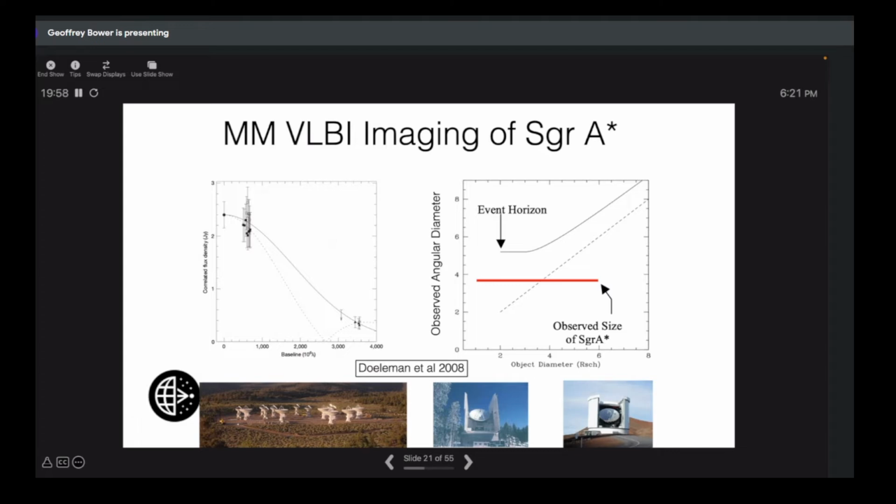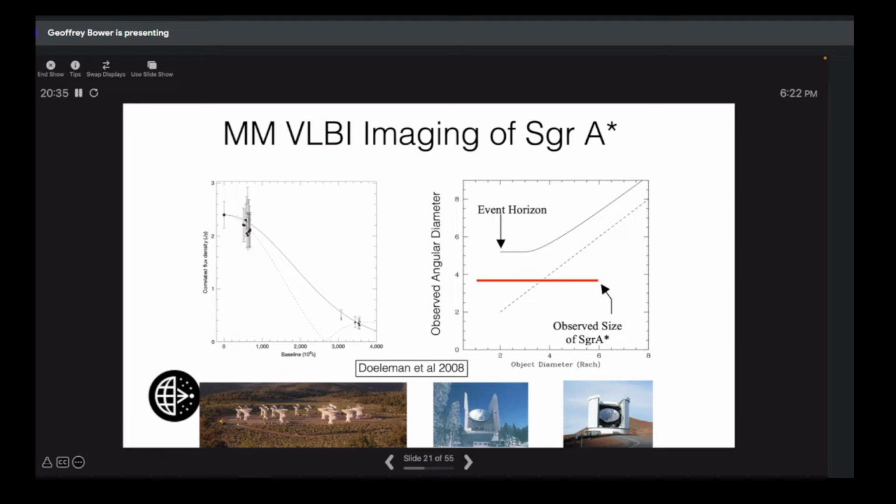Well, this is what the state of the art looked like a decade ago. Interferometric observations using the JCMT, CARMA, and the SMT. A three-element interferometer, we were able to resolve out Sagittarius A star and give a characteristic size of a few Schwarzschild radii. But there was no hope of being able to make an image from this data.